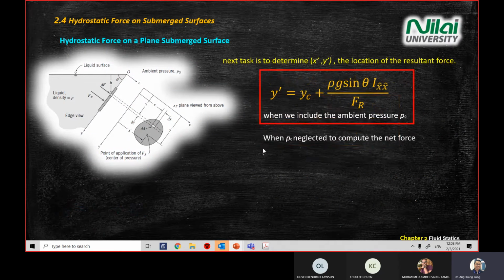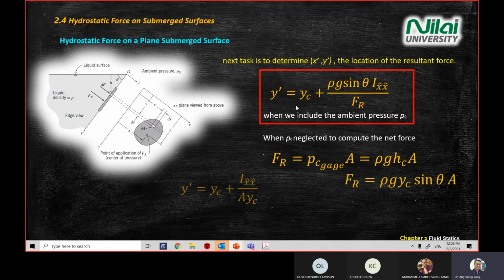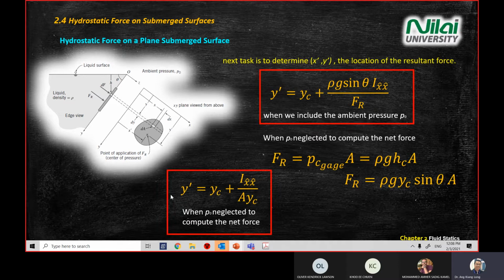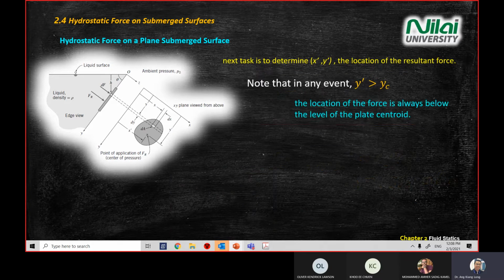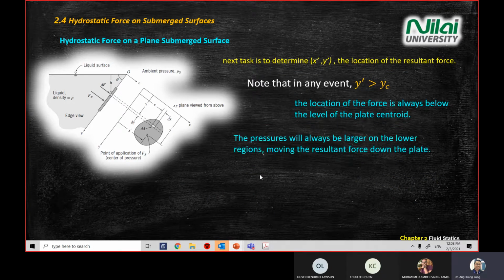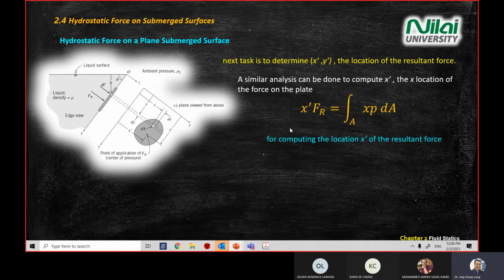Again, we have two y prime equations. One is for when you're considering the ambient pressure. The lower left one is for when we ignore the effect of P0, which is our reference pressure or ambient pressure. Okay. And also in our previous lecture, we stopped at the x prime.